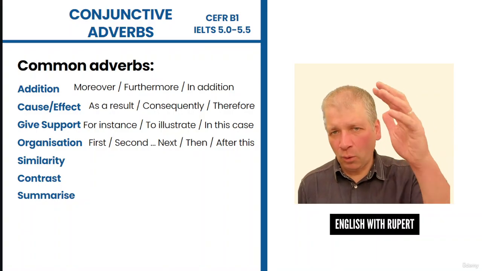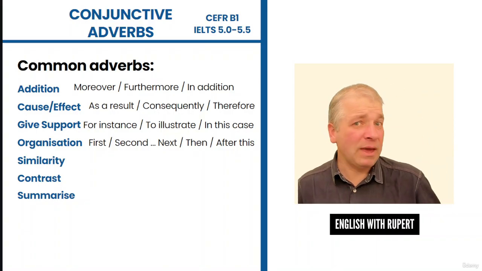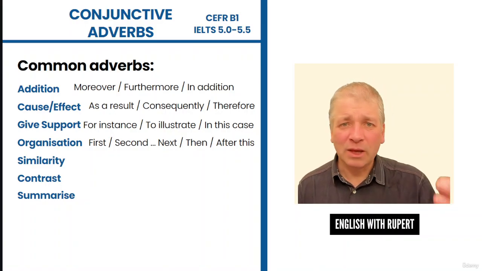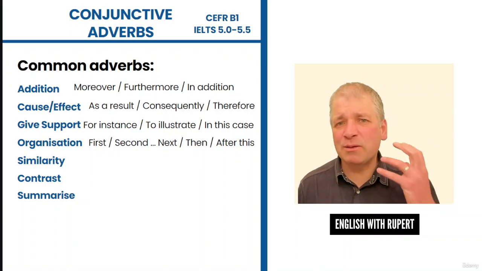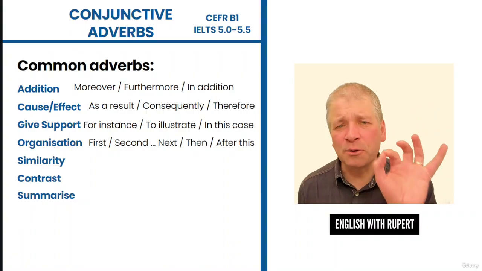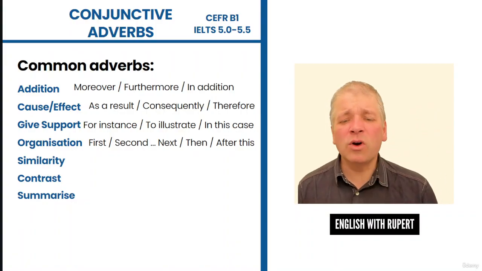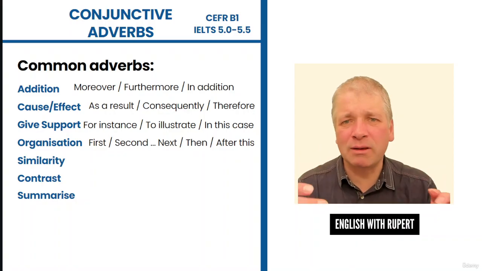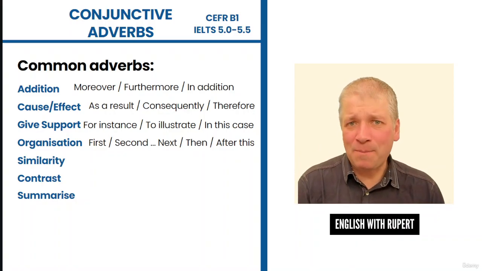They tell them the order of events, and also they remind the reader or listener of the order of events, because if you don't do that, sometimes listeners or readers can get lost if they lose bits of information. So organisational conjunctive adverbs are there to help the reader or listener follow what you say better.